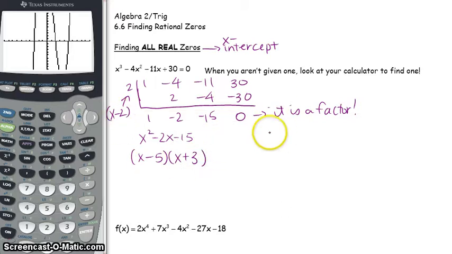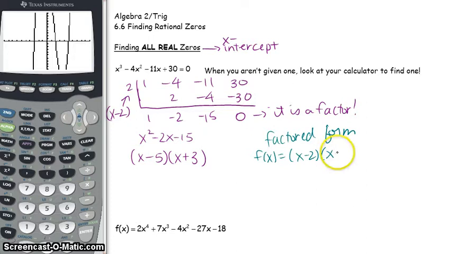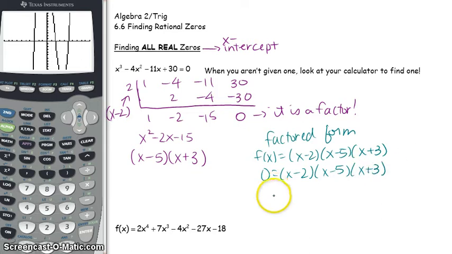Alright, so we have our 3 factors. Let's write this out in our factored form. Okay, so we have our f of x, which equals x minus 2 times x minus 5 and x plus 3. Remember, to find our zeros, we set it equal to 0, and we use the zero product property, so we'll get x equaling 2, 5, and negative 3.